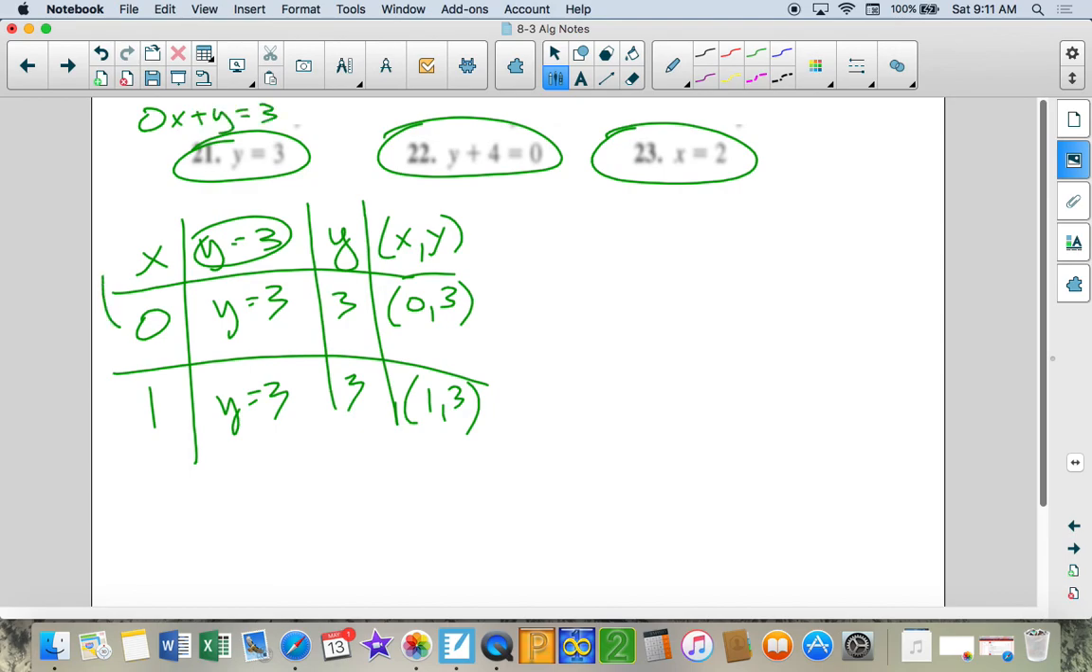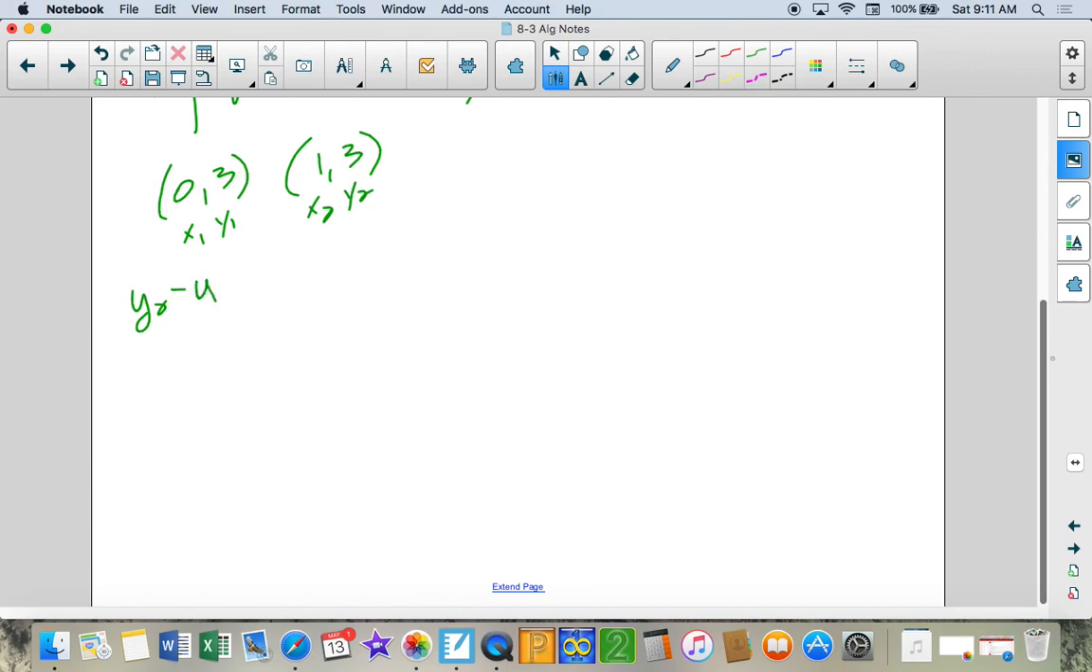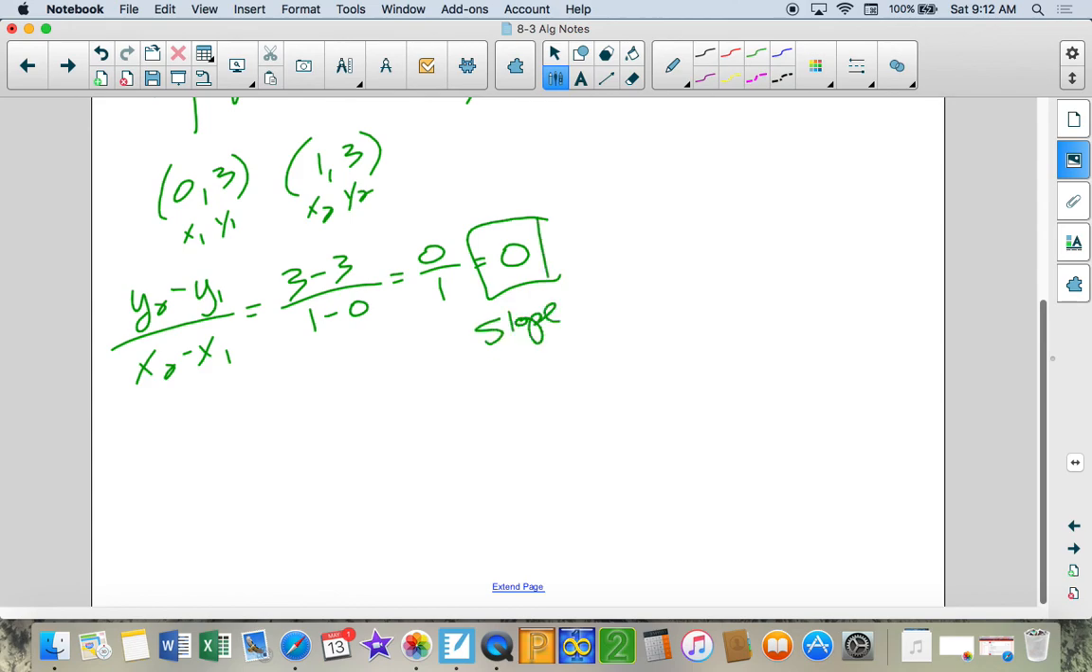So when we plug in 0 for x, you're still getting 0, which is leaving you with y equals 3. So let's find the slope of this equation. We've got our 2 points. We've got 0, 3, which will be my x sub 1, y sub 1. We've got the point 1, 3, which will be x sub 2, y sub 2. My equation is going to be y sub 2 minus y sub 1 over x sub 2 minus x sub 1. Y sub 2 is 3. Y sub 1 is 3. X sub 2 is 1. X sub 1 is 0. We get 0 over 1, which equals 0. This has a slope of 0.